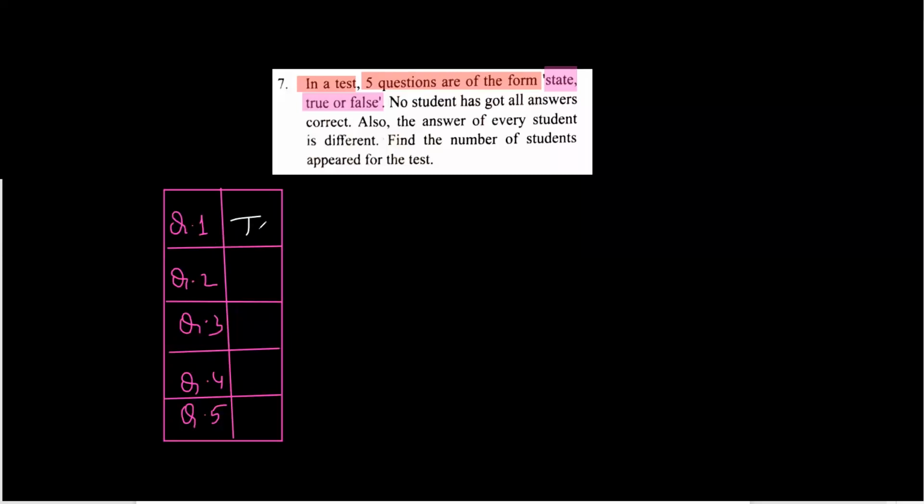So suppose question one will be like this: New Delhi is the capital of India. True or false? The answer is true. Aurangabad is in Jammu and Kashmir. False. Question number three: Indira Gandhi is the grandmother of Rahul Gandhi. True or false? True.